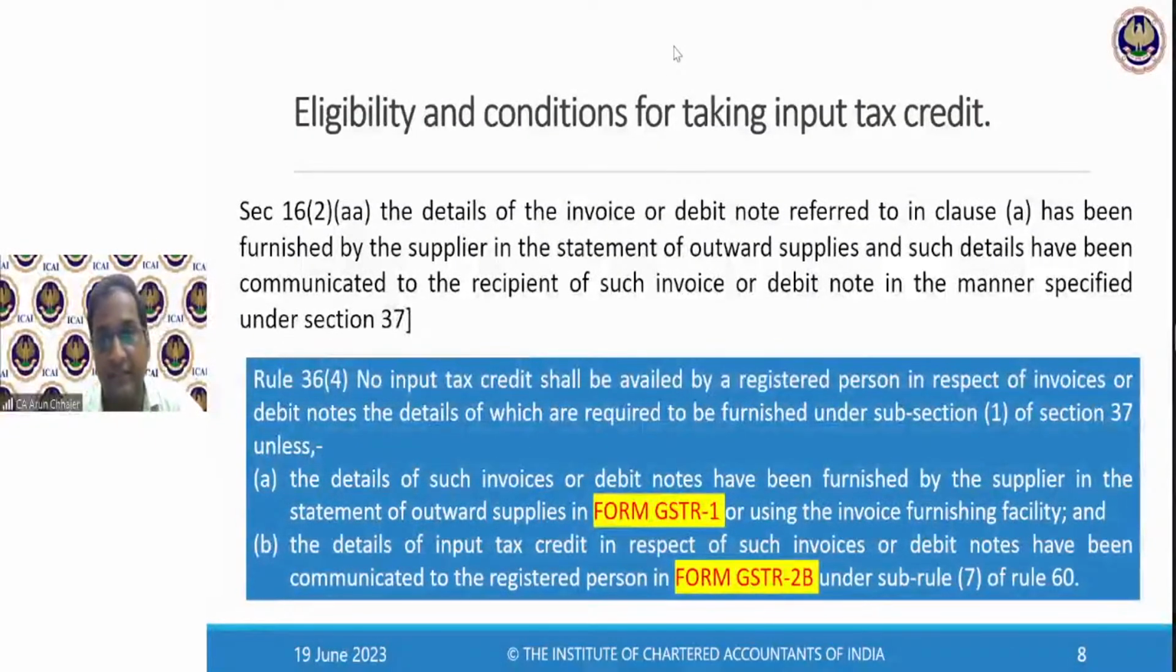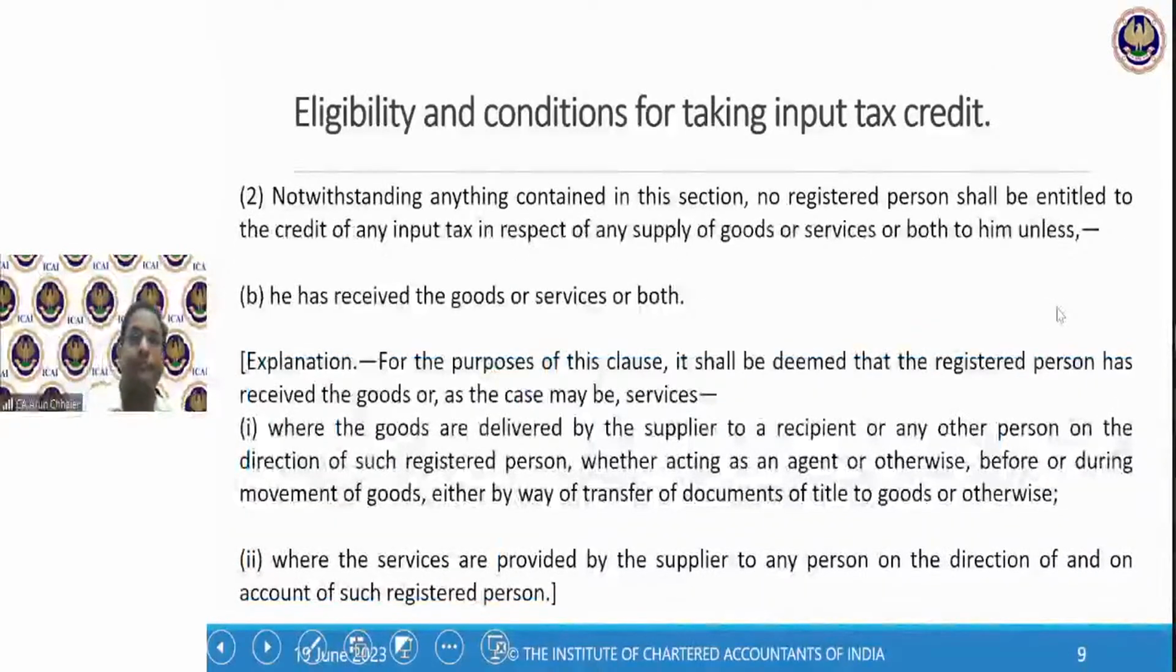I have highlighted: the supplier will file the GSTR 1 and it should be communicated in the GSTR 2B. And that is the reason we were saying why GSTR 2B is an ITC statement and why the supplier has to file that outward supply by the due date, so that it will appear in the 2B and the recipient can take the ITC. Now, let's move further.